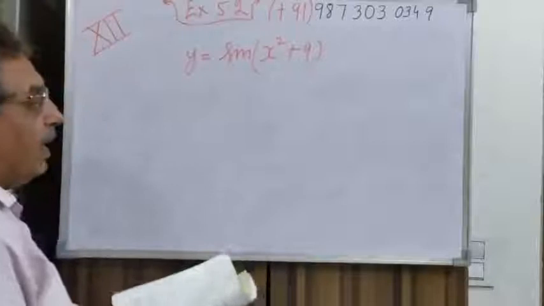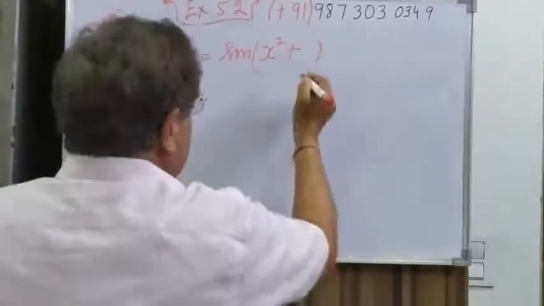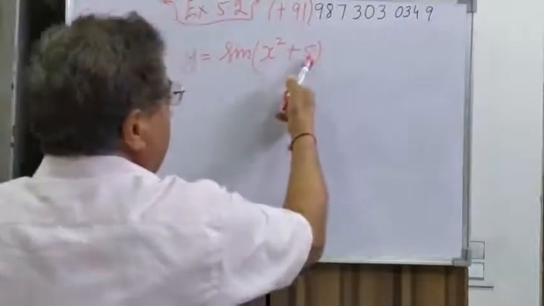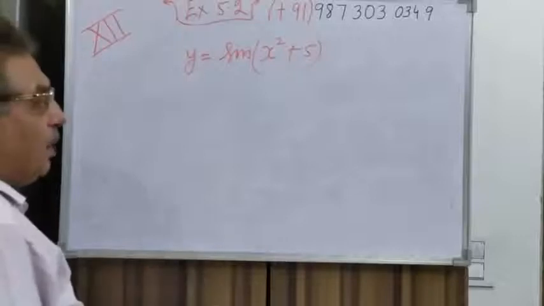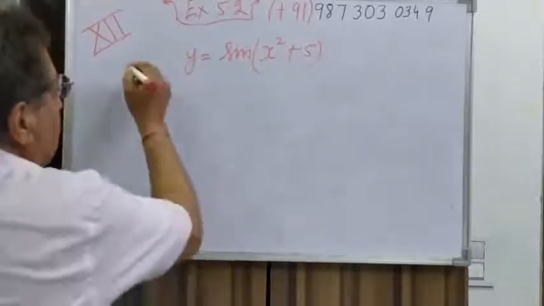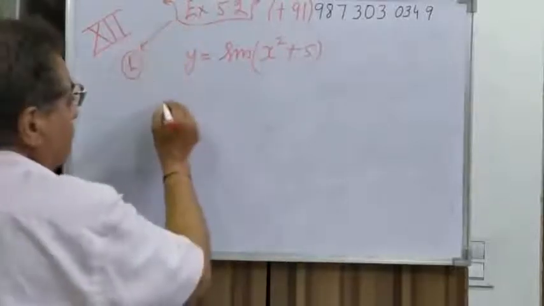Or instead of 9, it may be 5, as it is given in exercise 5. It doesn't make any difference, it may be 9, 5, 20, minus 18, etc. So now how to differentiate this one? Question number 1, exercise 5.2. How to do this one?